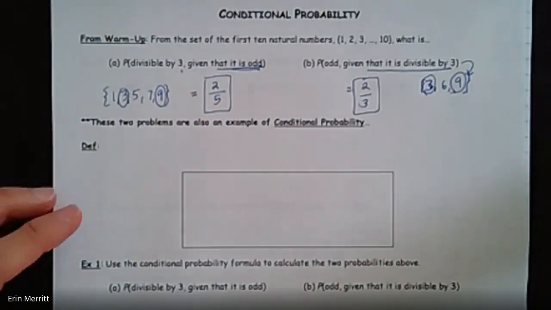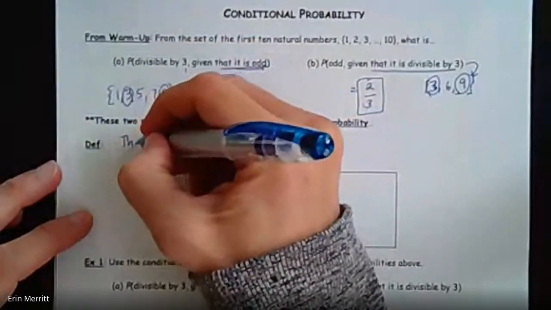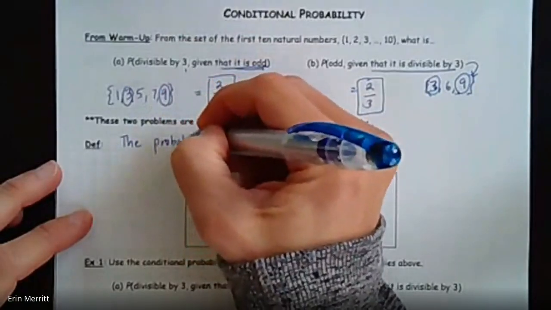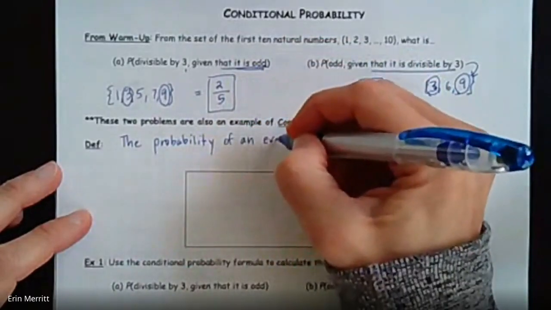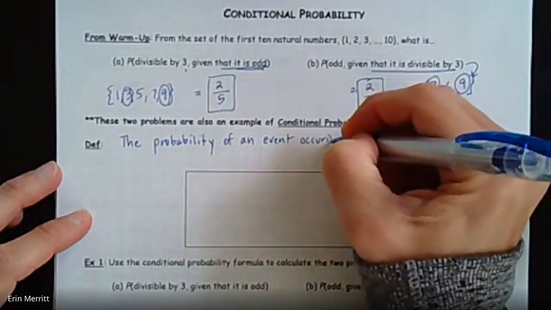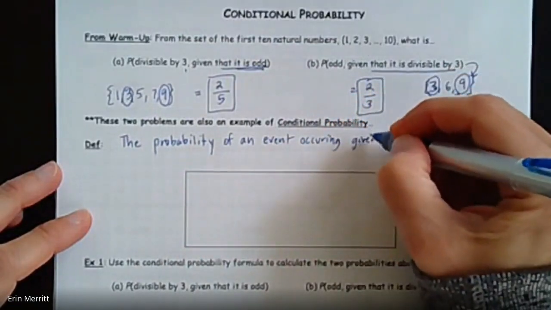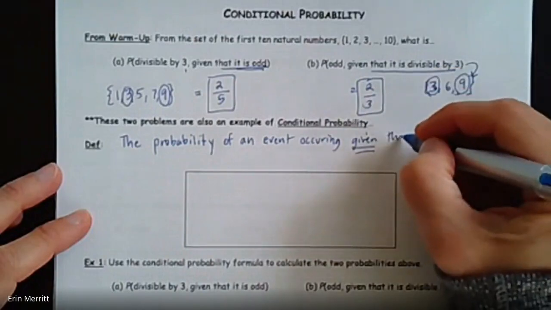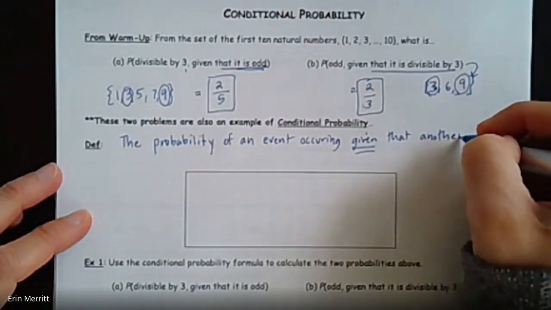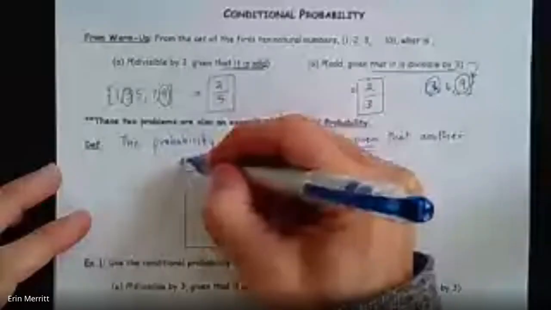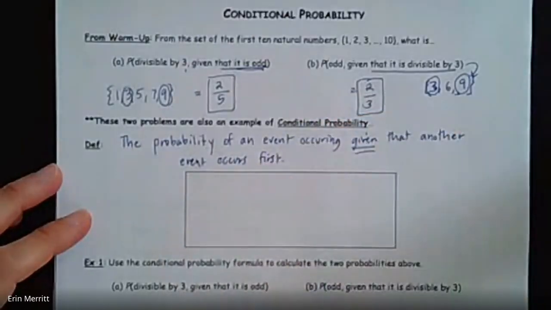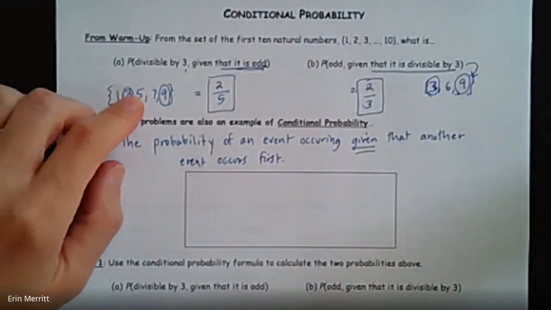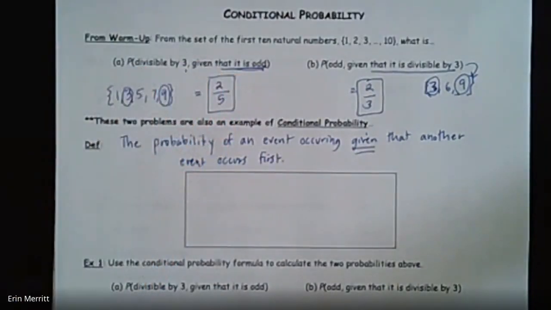So the definition, right, is that the probability of an event occurring given, that's going to be a key word there, given that another event occurs first. So the other event, like in this first case, was it was odd first, then what's the chance it was divisible by 3? Now, there's a couple ways to calculate this.